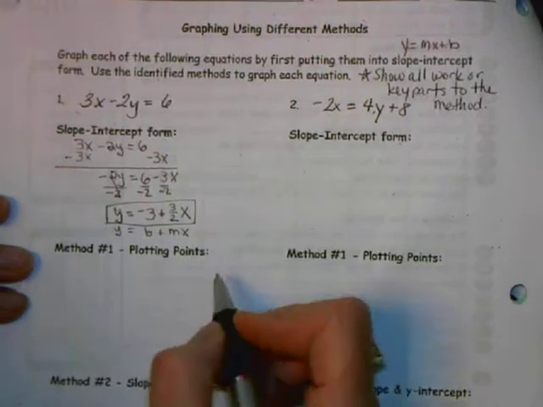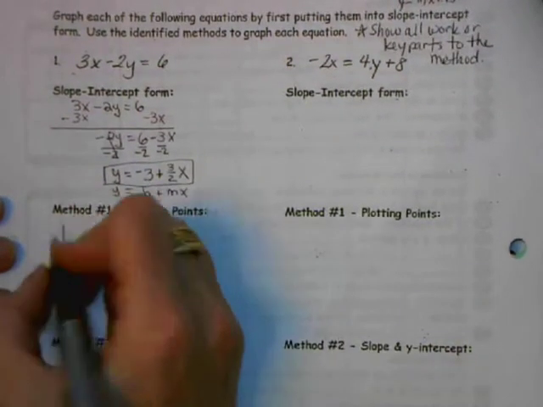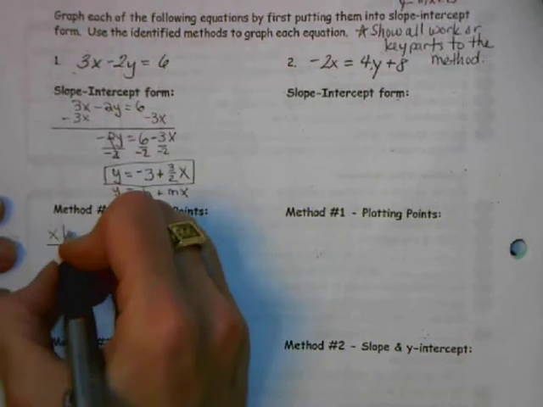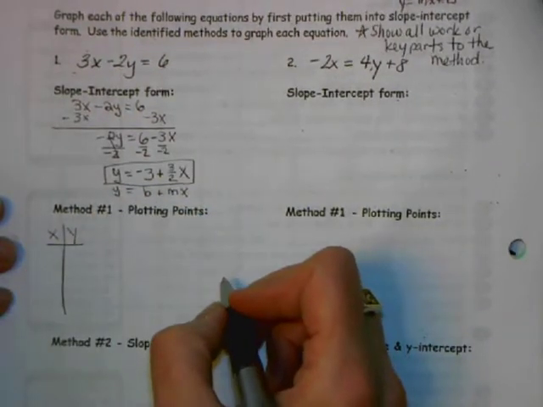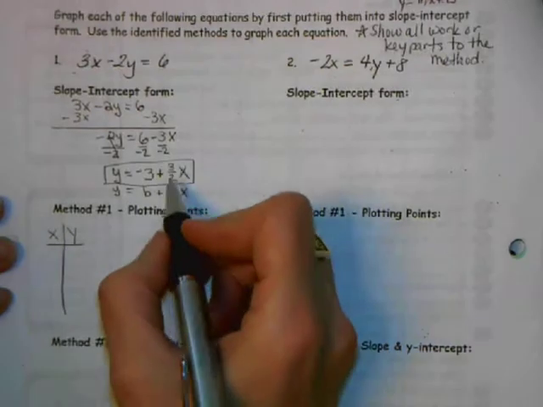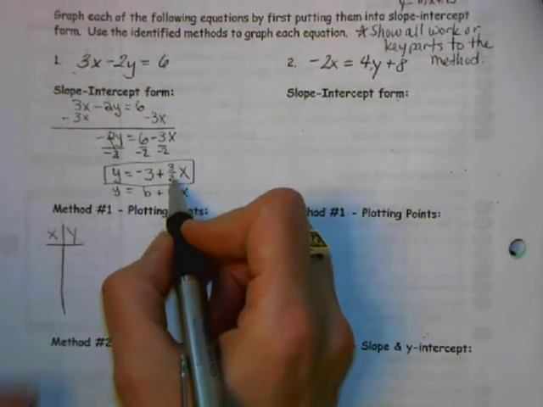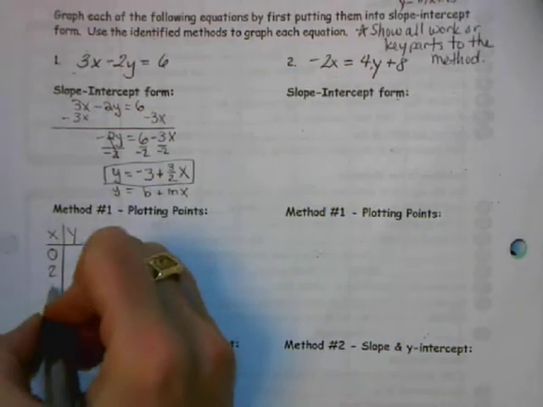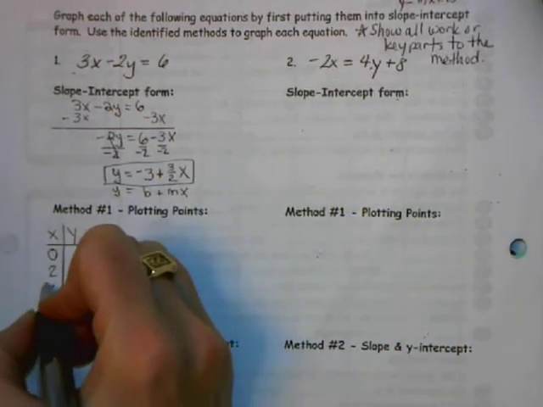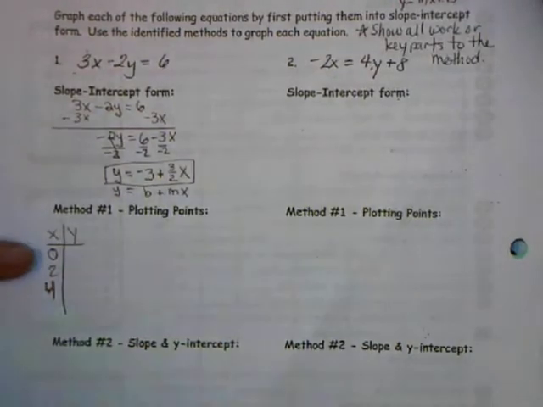The first method is simply by making an xy table and plotting some points. So I'm going to make myself an xy table, and I'm going to plug in some different numbers for x. I notice here that I'm going to be multiplying x by a fraction that has a 2 in the denominator. So if I choose multiples of 2 for x, that's going to make my life easier. So I'm going to try 0, 2, and 4 there.